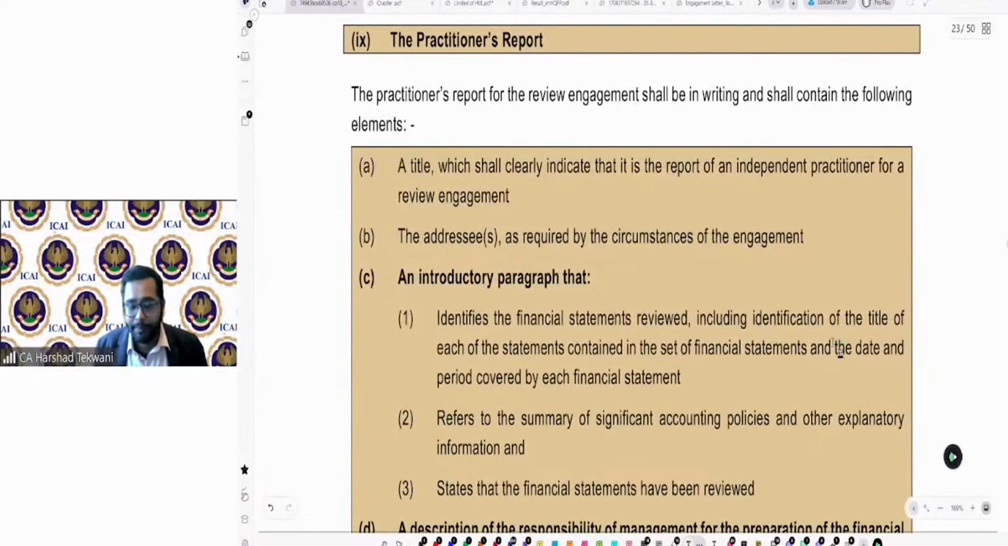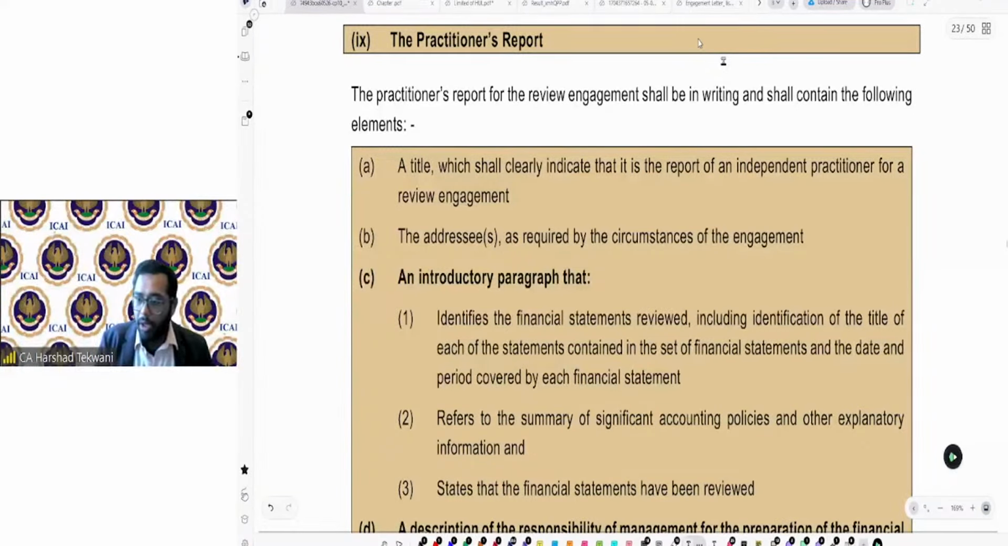Any doubt till now? Any doubt, guys? So there is one doubt: since the beginning we have been studying that the objective of SRE is that the practitioner has a reason to believe that the financial statements are materially misstated. Then why an unmodified opinion? No.